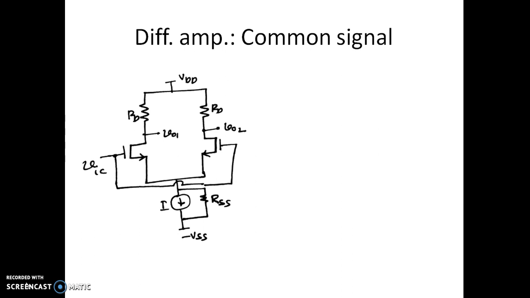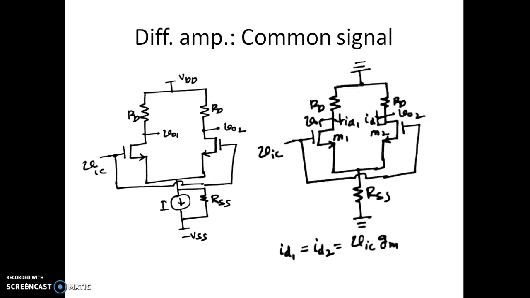For a differential amplifier, we can also apply a common signal. In this case we have considered a common signal VIC, which is applied to both the MOSFETs, and we have considered a current source, which is typical in nature, having a source resistance of RSS. Because of the same applied voltage in both transistors, we are going to have current in both M1 and M2 in the same direction. Since we are assuming the dimensions of the transistors to be the same, their transconductance is also the same.